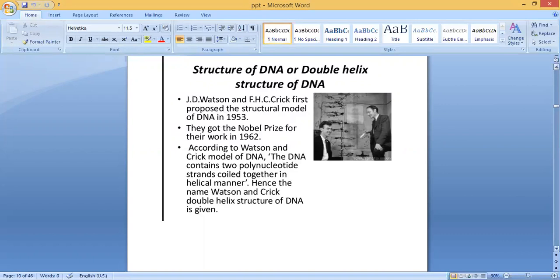So we learned what a polynucleotide strand or polynucleotide chain is in the previous part. So here what they told is, the DNA contains two polynucleotide strands. They coil together in a helical manner. Hence, the name Watson and Crick double helix structure of DNA is given.